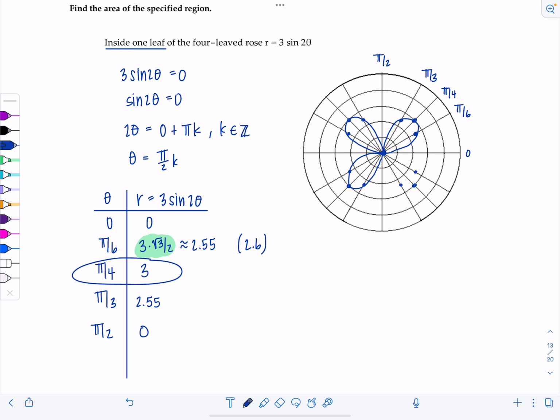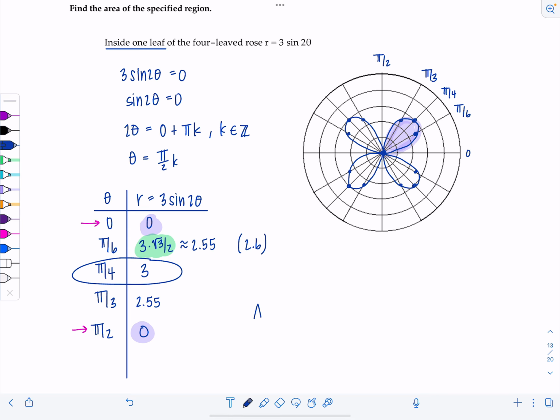Okay, since they only want one petal, I can see the limits should be from 0 to pi over 2, however long it takes to draw out one petal. It goes from 0 all the way back to 0. If they wanted the area of the whole thing, don't integrate 0 to 2 pi; just do one petal and then times 4. Okay, so here we go.